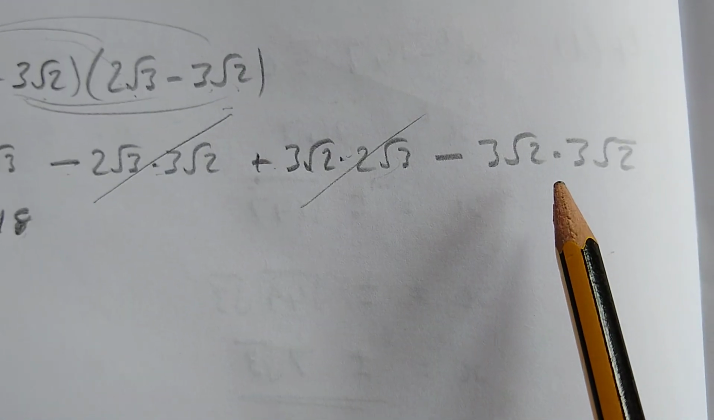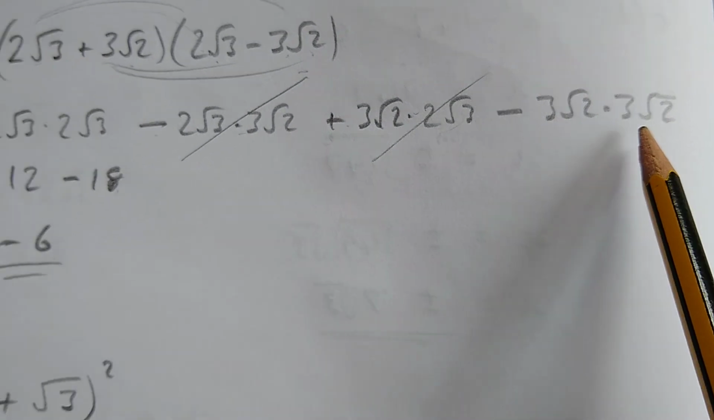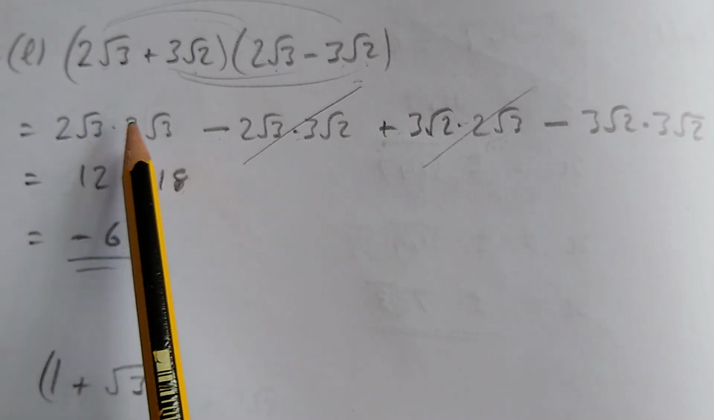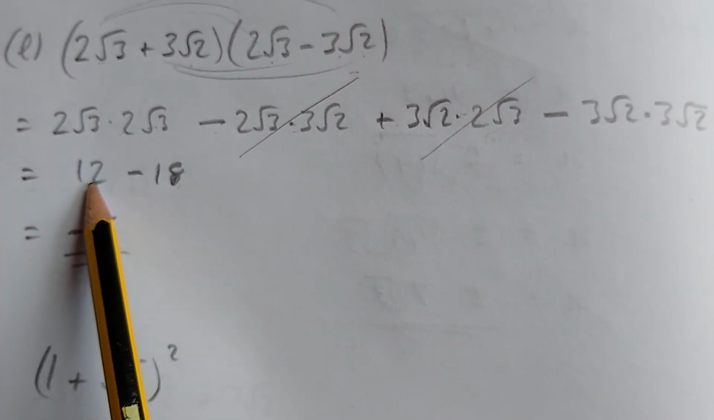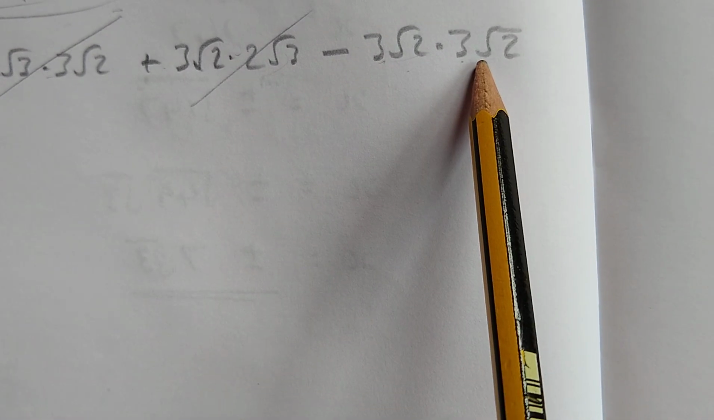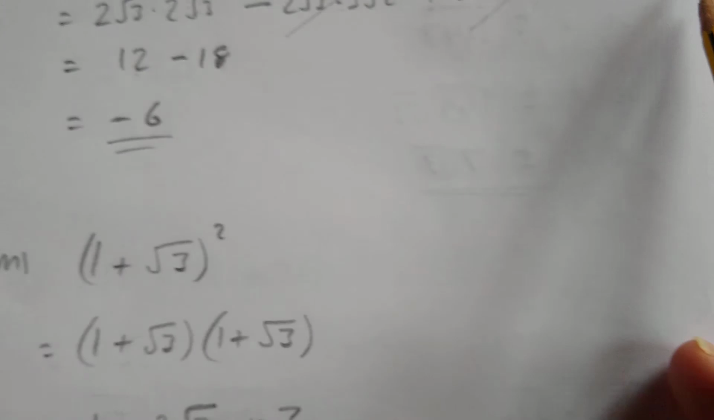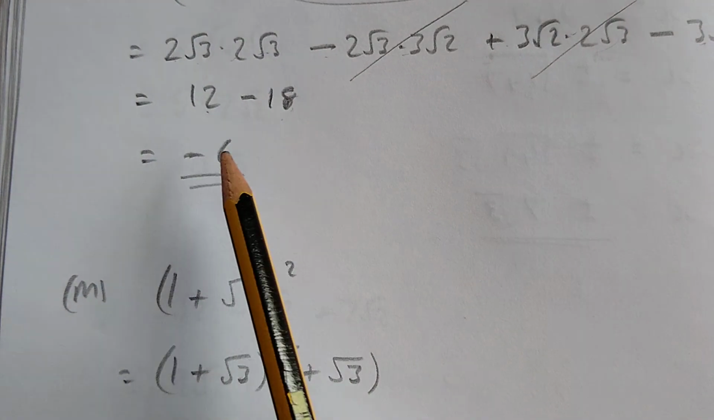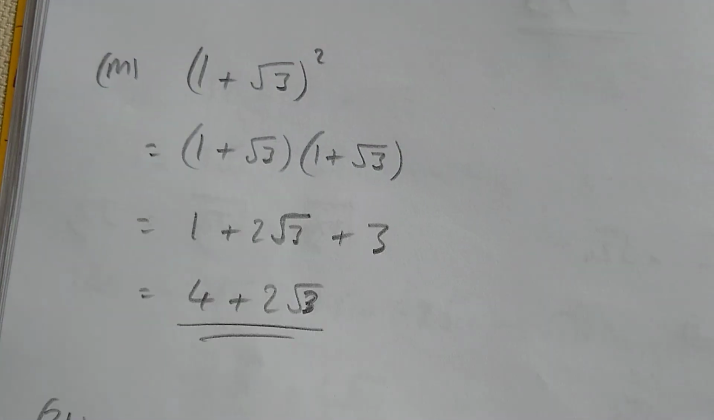And then minus 3 root 2 multiplied by 3 root 2. So 2 twos are 4, root 3 times root 3 is 3, 4 threes are 12, 3 threes are 9, root 2 times root 2 is 2, 9 times 2 is 18, and 12 minus 18 is minus 6.